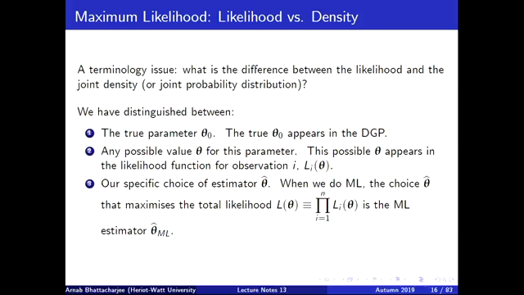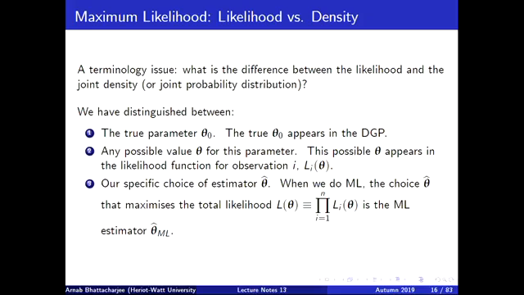Terminology issue. Distinguish between the true parameter theta naught, which appears in the data generating process, and any possible theta, which is some value of this true parameter. This possible theta appears in the likelihood function for observation i, which we denote by Li theta.